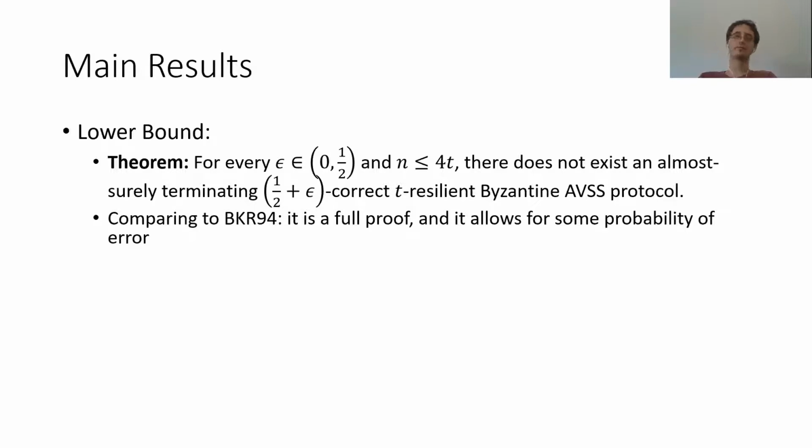Now, when we compare this result to BKR's result from 1994, first of all, this is a full proof. And secondly, it allows for some probability of error, whereas their result did not. Now, this is important because AVSS protocols today and the ones they used back then have some probability of error. This means that we managed to match the lower bound to the upper bound.